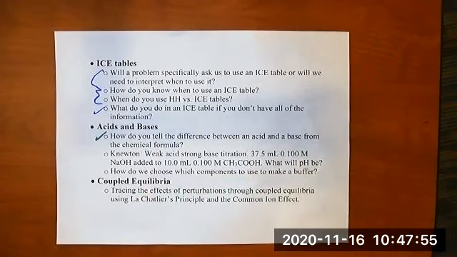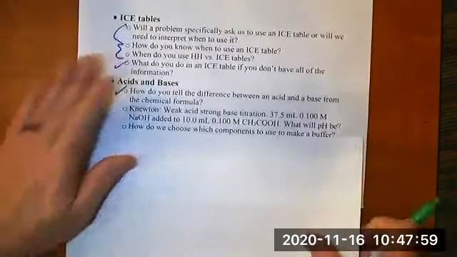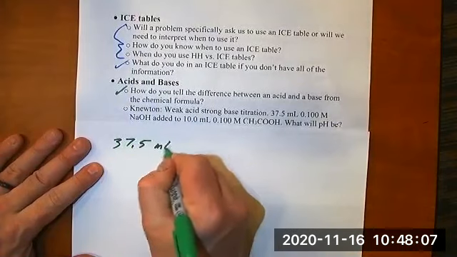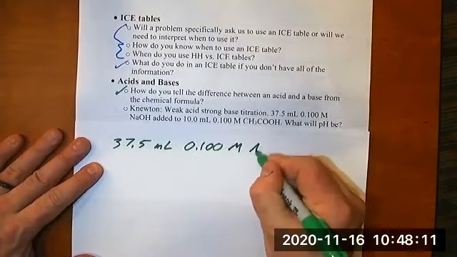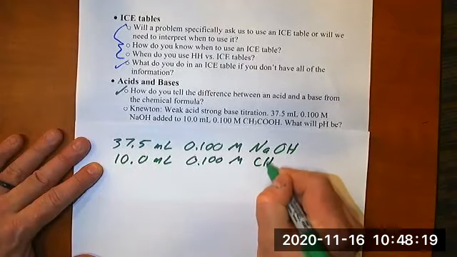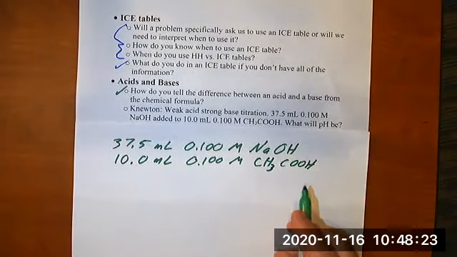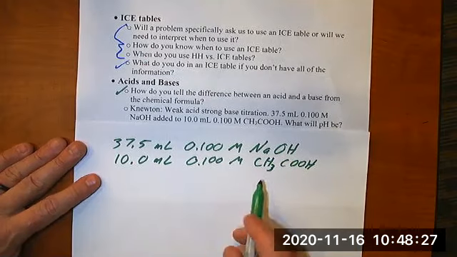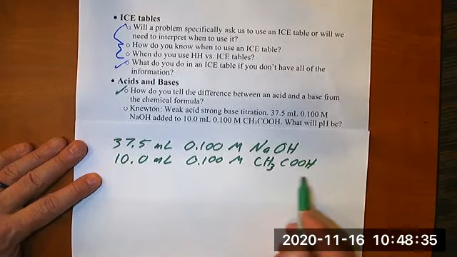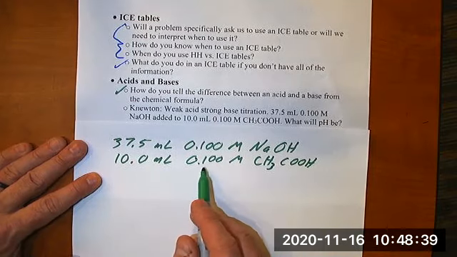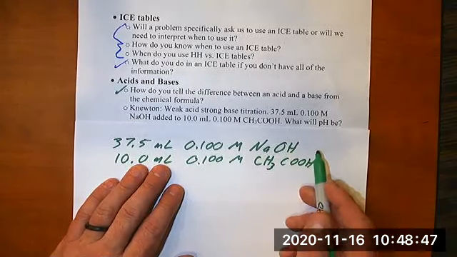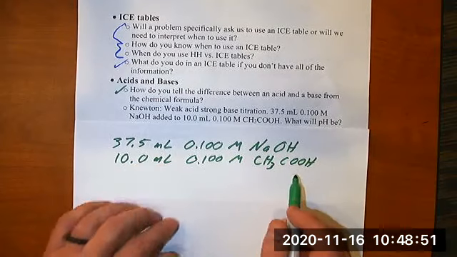Okay, so this one, let's look at what we are dealing with. 37.5 mils of 0.100 molar NaOH and 10.0 mils of 0.100 molar CH3COOH, so acetic acid here. The first thing to do is to notice that we have a weak acid and a strong base, but the weak acid we have less of. And so as a result of this, we are going to end up being in the regime where we just have strong base. All of the acetic acid will have been protonated by that point.